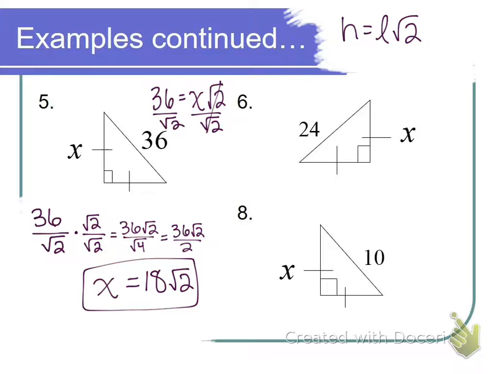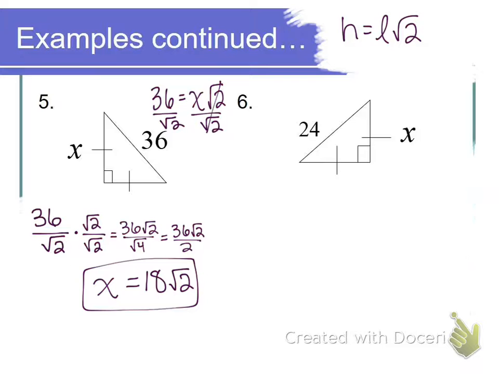Questions about number 5? Okay, I'm also going to erase 8 just to have some space to work out 6. On number 6, it's a similar setup. We're looking for a leg. They told us the hypotenuse is 24. We plug x in for the leg. Are we all okay with setting up our initial equation? Okay. Then after that, we're trying to get x alone. So we divide by root 2 on both sides.